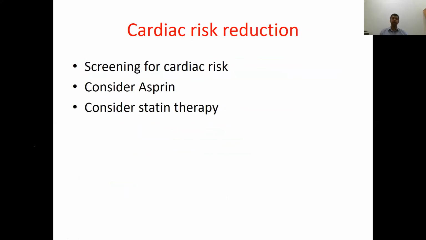Then the next aspect is your cardiac risk reduction. You need to assess the cardiac risk in these patients by doing ECGs, echoes, and if you think the risk is very high, these patients need to go on statin and antiplatelet therapy to reduce the risk of cardiac disease.